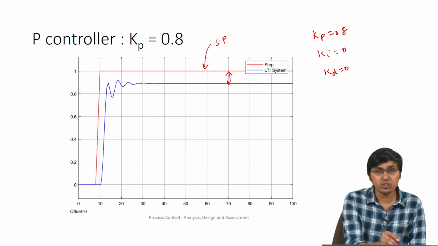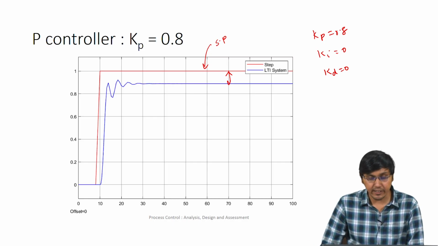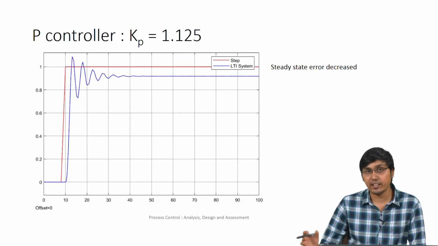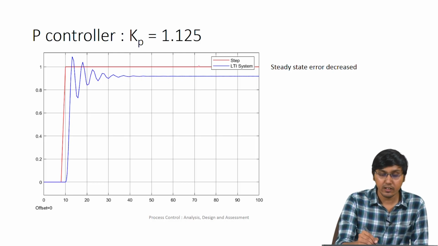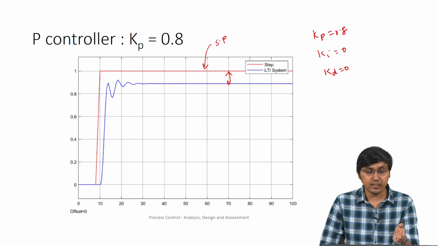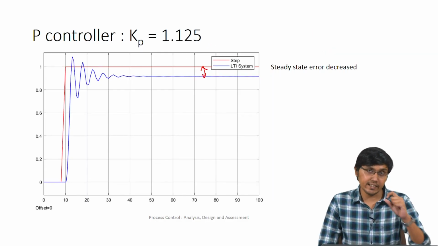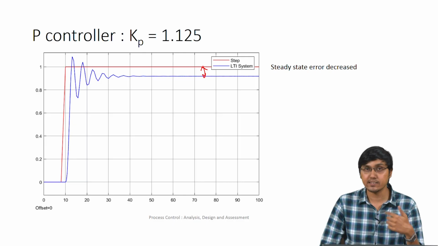I wanted the flow to go to 1, but it has gone only up to about 0.9. I want to decrease this, and we have seen that by increasing the value of Kp we can decrease it. Evidently this value has decreased compared to the previous case, where we increased Kp from 0.8 to 1.125 and saw a decrease in the offset. So again, why do we not increase it a little more?